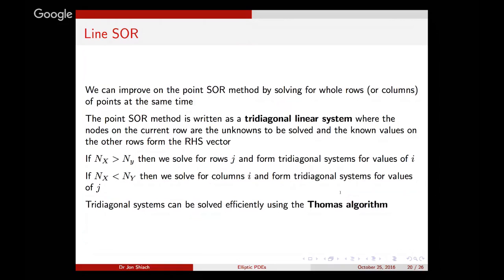What we have with line SOR is an improvement still. Now what this is, point SOR took each node and calculated each node at a time. What line SOR does, it takes a row of nodes and solves for the whole row at a time. So rather than taking each individual point along a row, it just takes a whole row. Now the reason why we do this is because when the SOR is written as a line SOR, we have what we call a tridiagonal system.